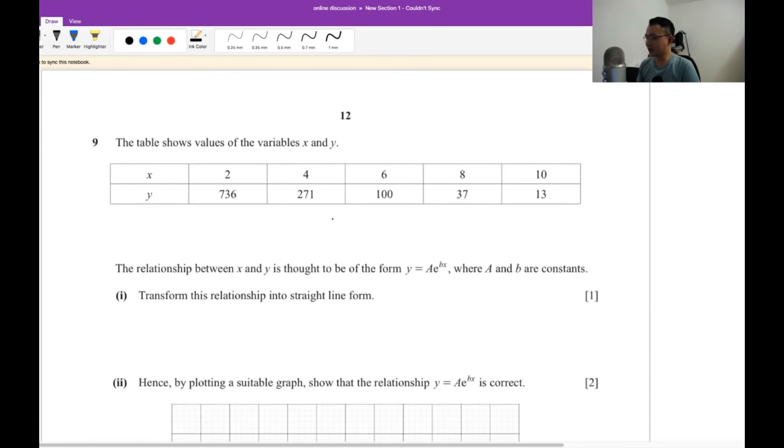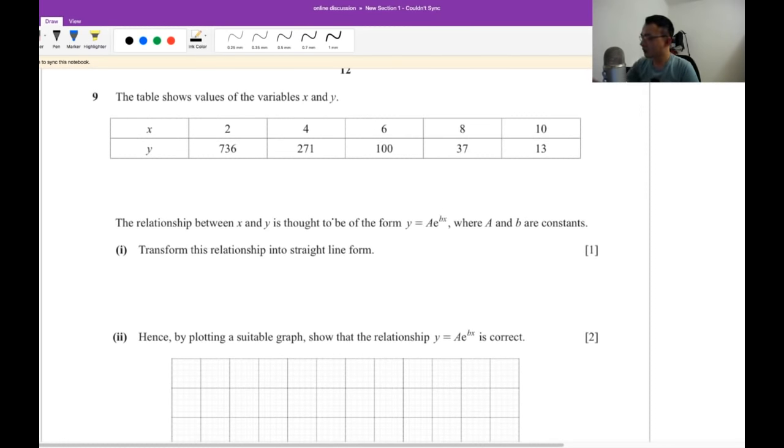Okay, the table shows values of the variables x and y. The relationship between x and y is y equals ae^bx, where a and b are constants. Transform this relationship into a straight line. Whenever you see bx in the power, you basically need to use the log. So I will just use the log maybe.